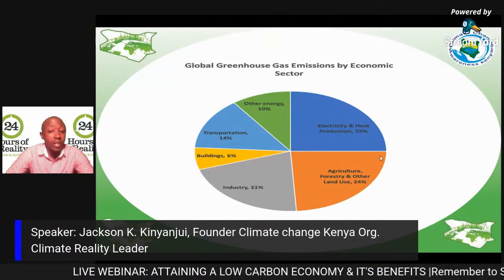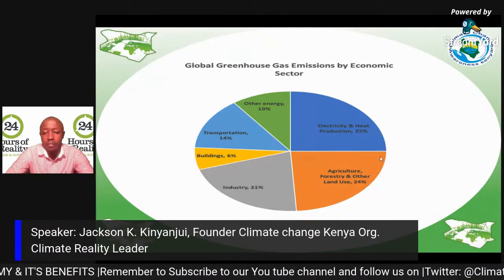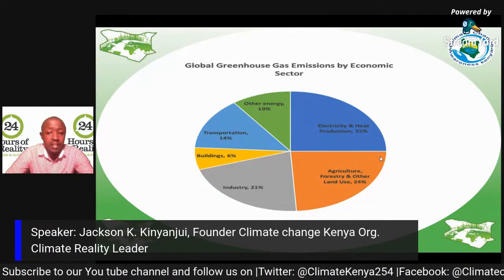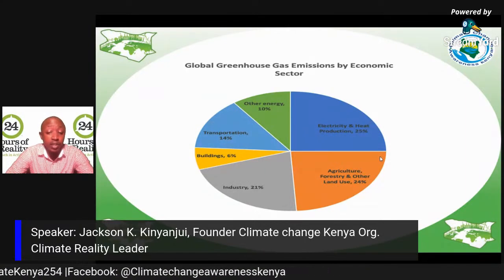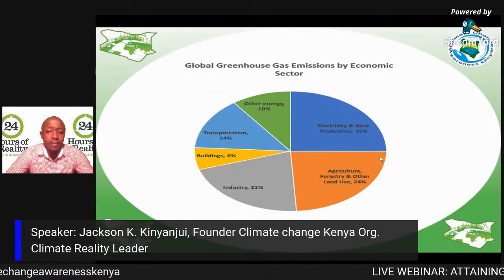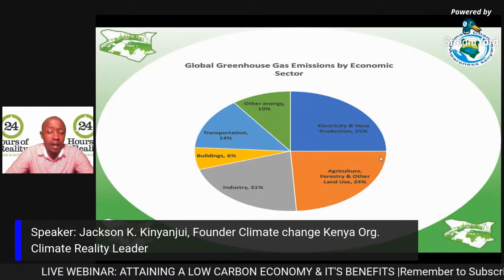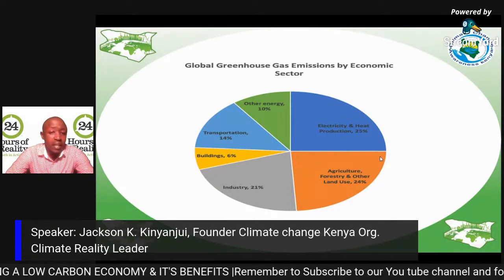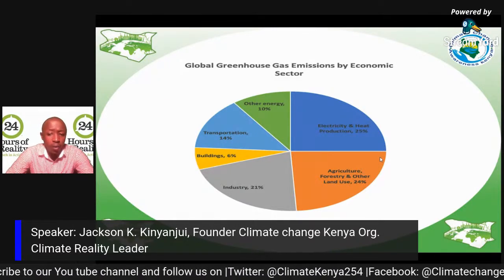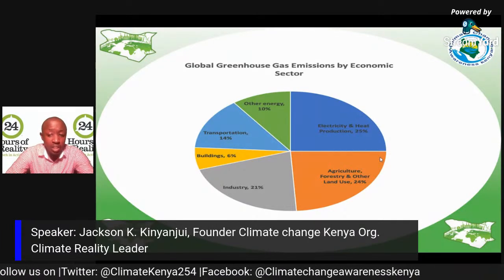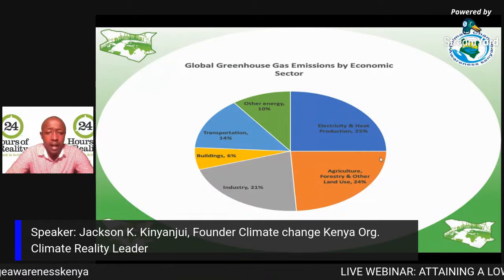When you look at the global greenhouse gas emissions by economic sector, which sectors are emitting the largest amount of carbon and greenhouse gases? The one that is leading is electricity and heat production, followed closely by agriculture, forestry, and other land use changes. Third is industries. Fourth is the transport sector with 14%. And the last two are buildings with 6% and other energy sources at 10%. In buildings, 6%, we'll dwell on how we can embrace green building initiatives by using green energy sources that are more efficient and eco-friendly.